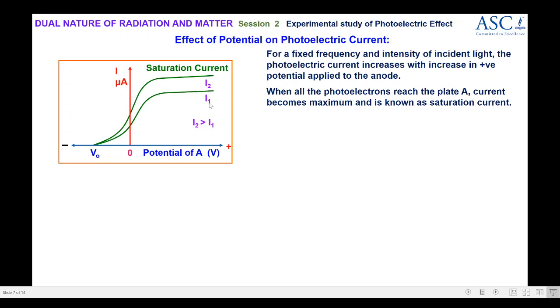Now as you can see in the graph, initially when the potential of A is 0, the current has some minimum value. As you increase the positive potential, the current gradually increases and reaches a saturation point. If you further increase the positive potential, the current will no more increase, which corresponds to the situation of saturation current.